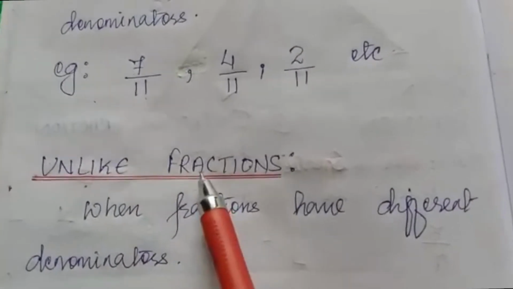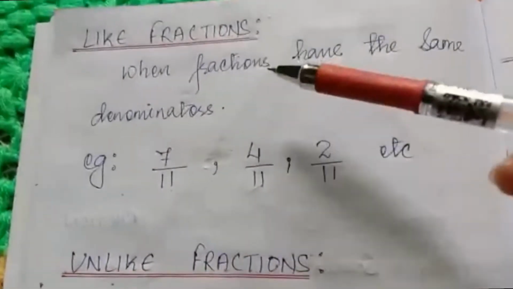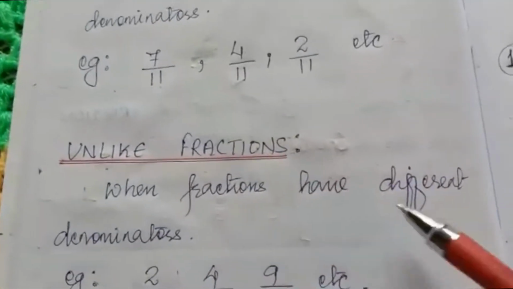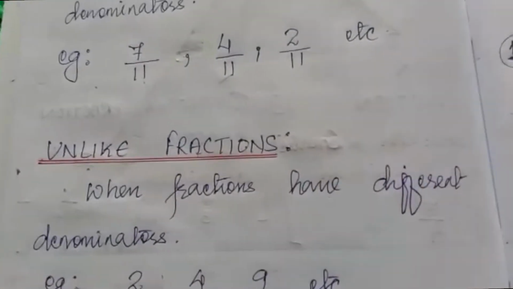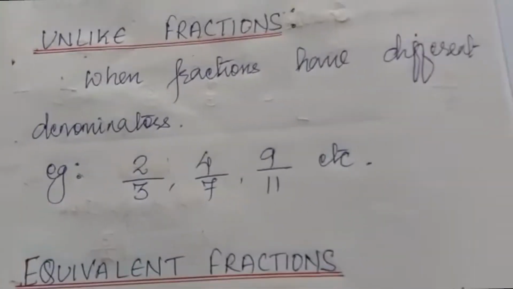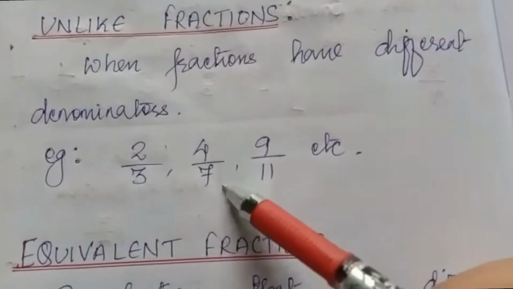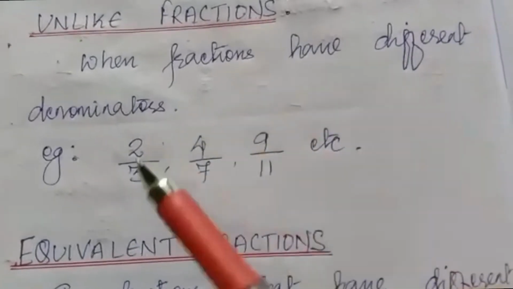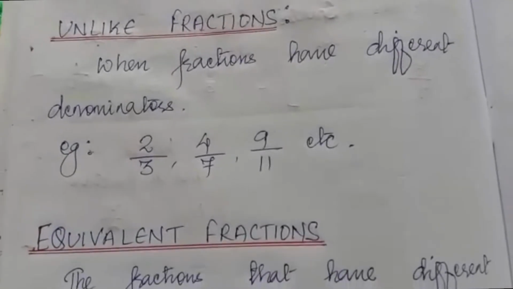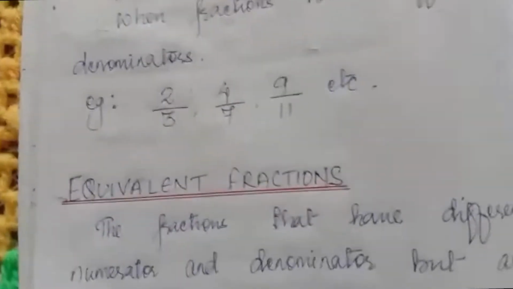Next is unlike fractions. So it will be just opposite of like. Here they have the same denominator, here they will have different denominators. When fractions have different denominators, for example 2 by 3, 4 by 7, 9 by 11, etc. See here we have different denominators. So these types of fractions are called unlike fractions.